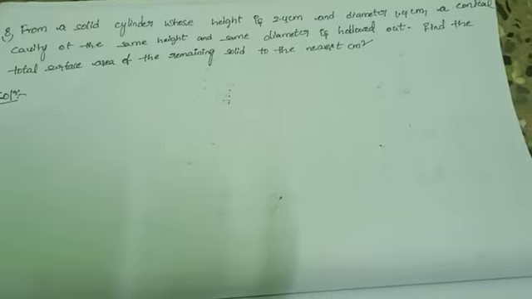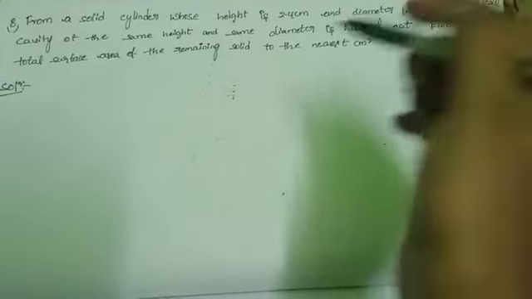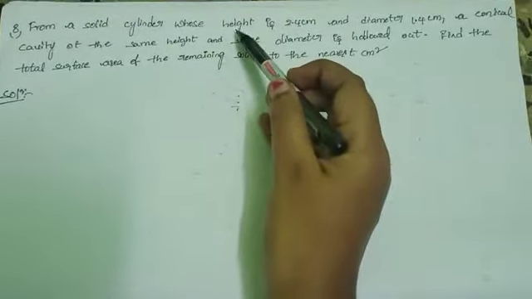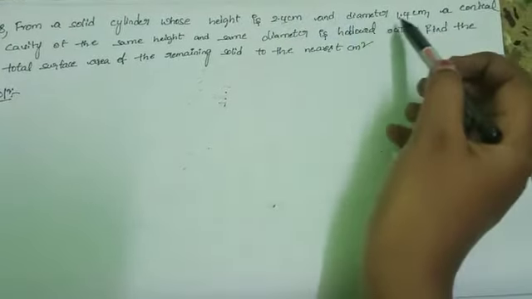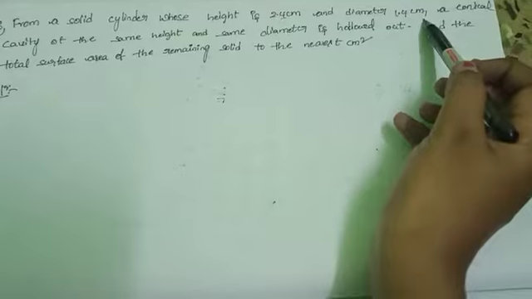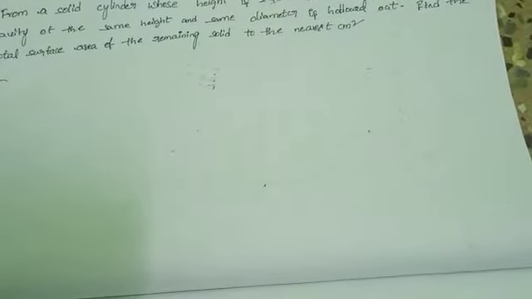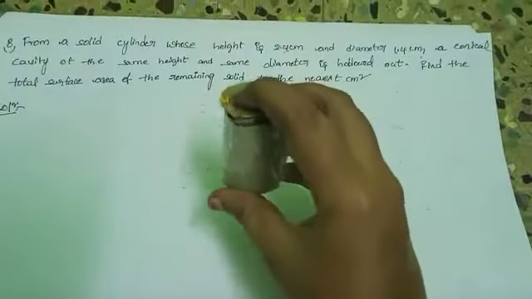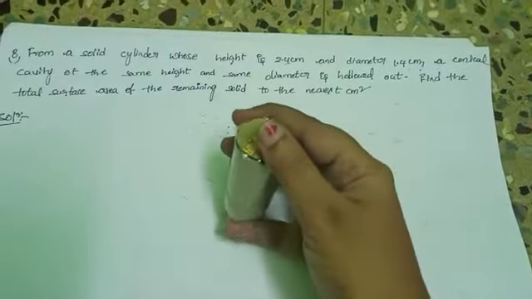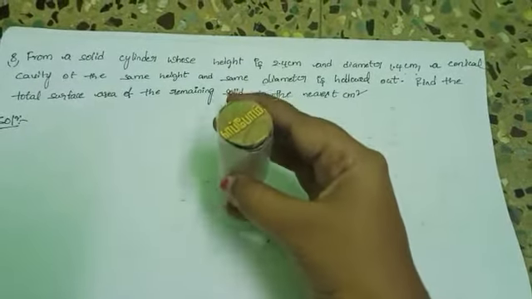Let's discuss the 8th question in exercise 13.1. From a solid cylinder whose height is 2.4 centimeters and diameter is 1.4 centimeters. See, this is the cylinder. What is the surface area of a cylinder?